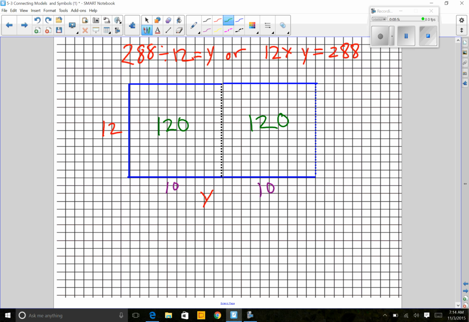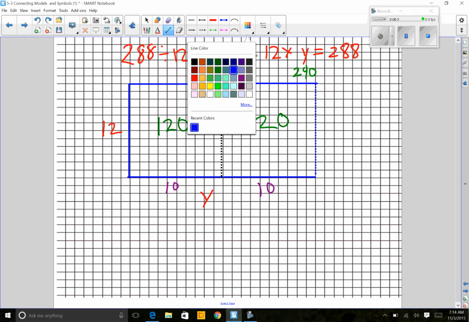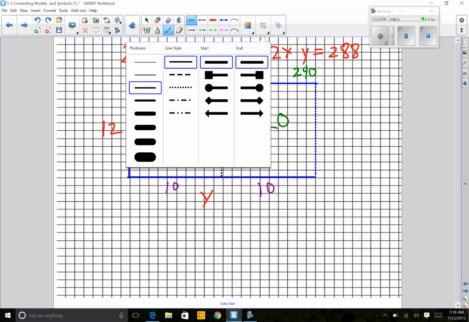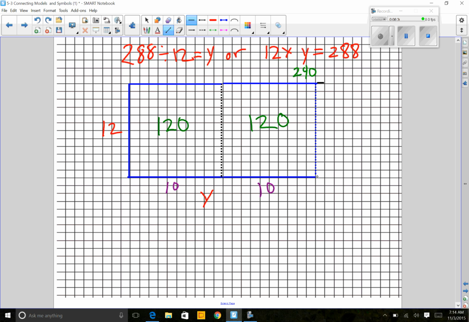So up to this point, I'm going to write a little note here. I've got 240. I have to get to 288. So I'm going to start breaking them off in tens. Or I should say, yeah, in tens. So if I break off 10, that gives us 10 more.